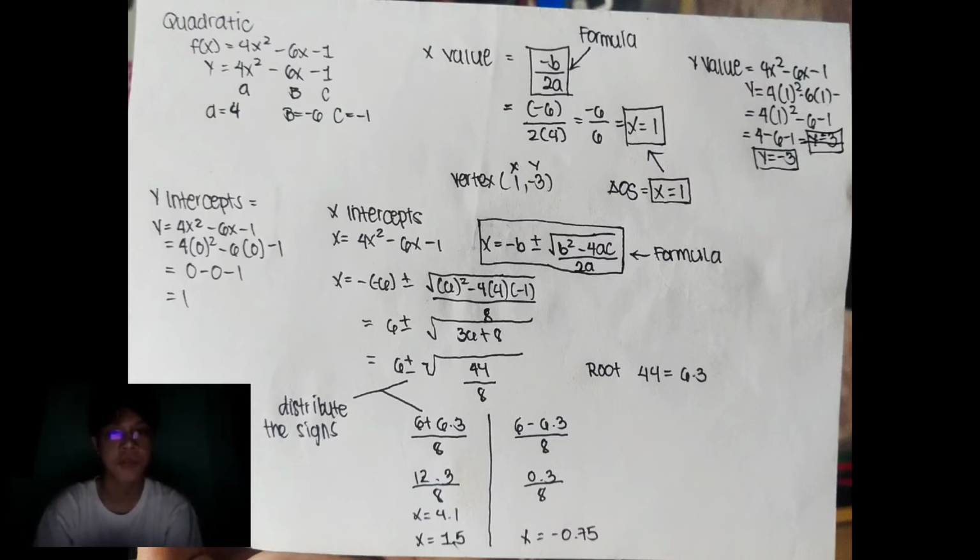Then proceed to split the equation into negative and positive signs. So the positive will become 6 plus 6.3 over 8 equals 12.3 over 8, which equals 1.5. And 6 minus 6.3 over 8 equals negative 0.3 over 4, so it becomes equal to negative 0.75.